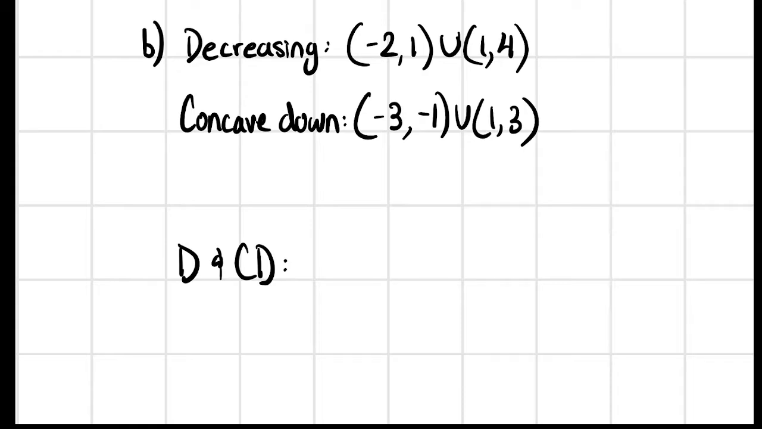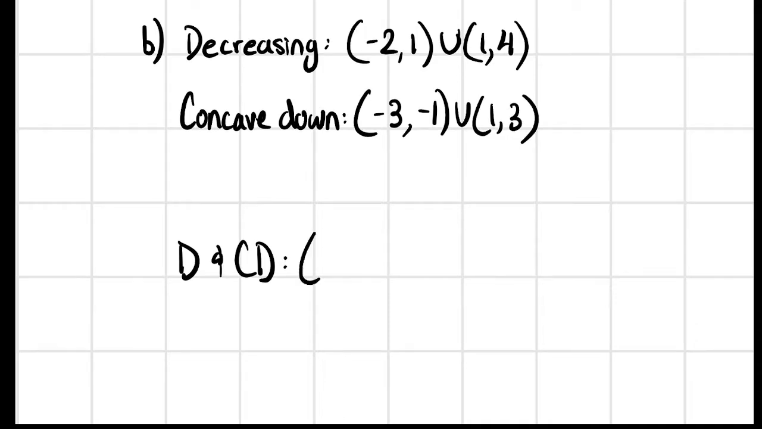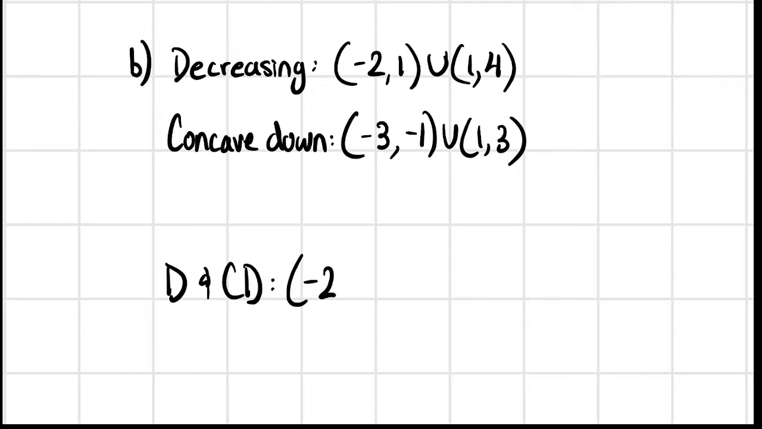So this is -2 to 1. This is -3 to -1. So we can start with -2, and then we go to -1. That's the only part that's inclusive there. Now we have this 1 to 4, which 1 to 3 fits perfectly in. So I'm going to get that.